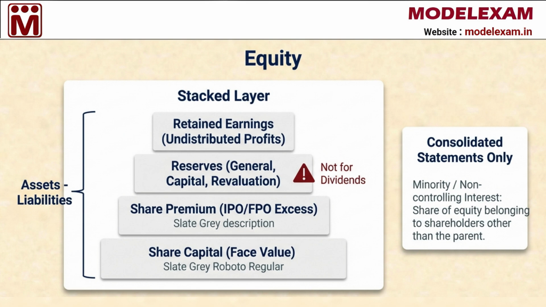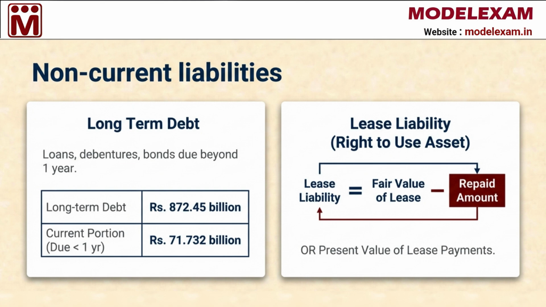In consolidated statements, you will also see minority interest or non-controlling interest. This represents the share of equity in a subsidiary that belongs to shareholders other than the parent company. Next, we look at non-current liabilities. These are obligations due after 1 year. The biggest component is usually long-term debt, which includes loans and bonds.